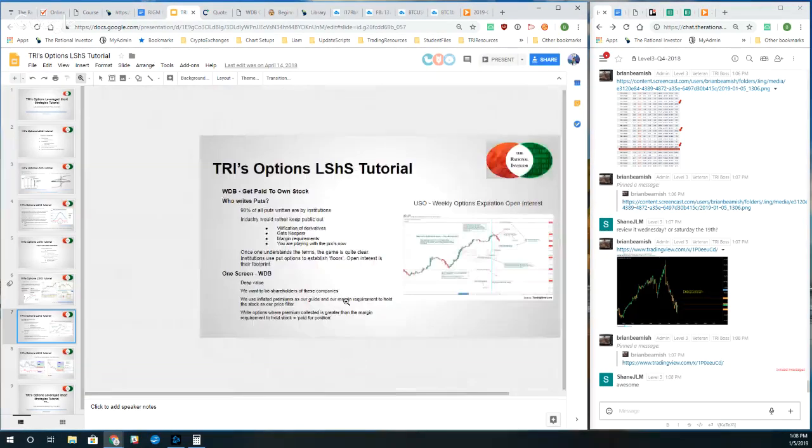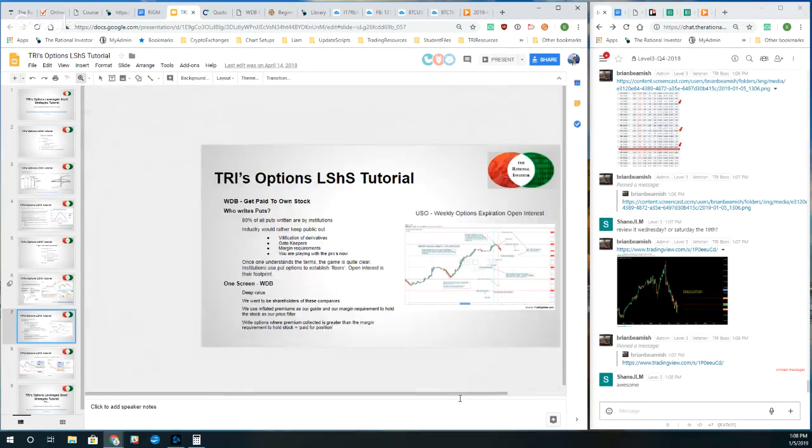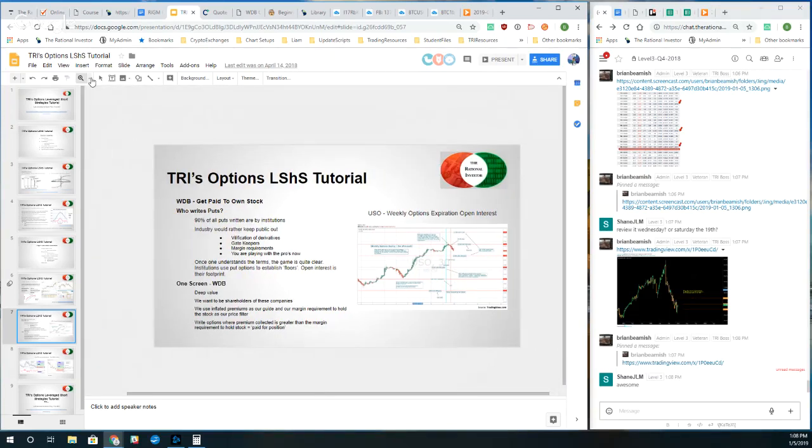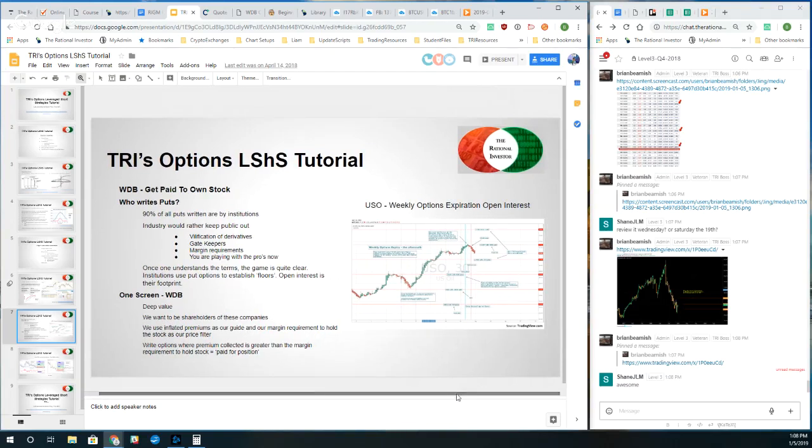Okay. So we said that number one, most retail does not participate in writing puts. I guess we can go like that. There we are. We also said too that quite often institutions will use puts as a way to get long the stock.